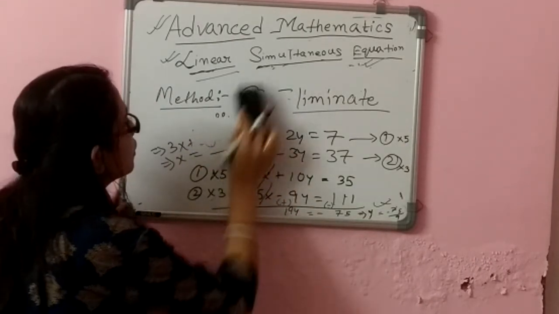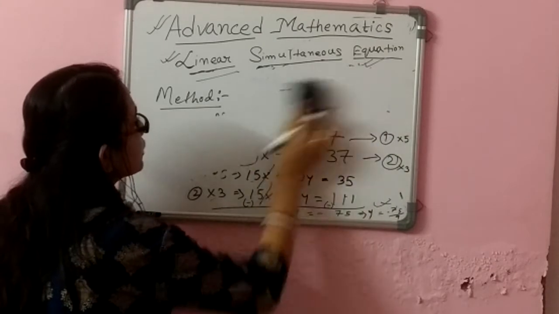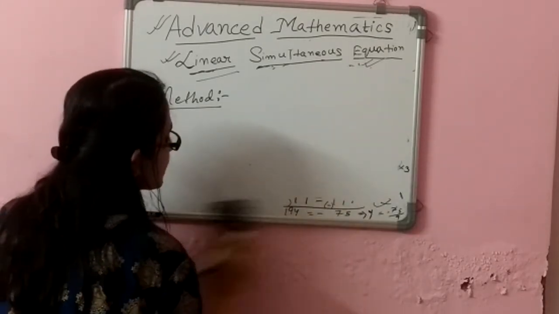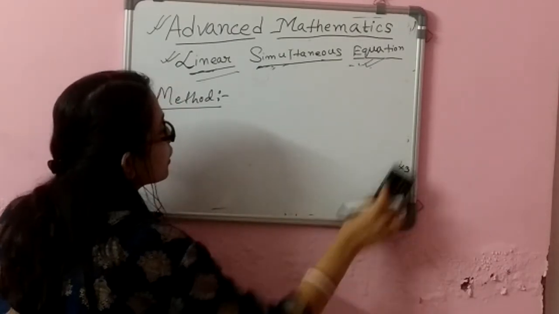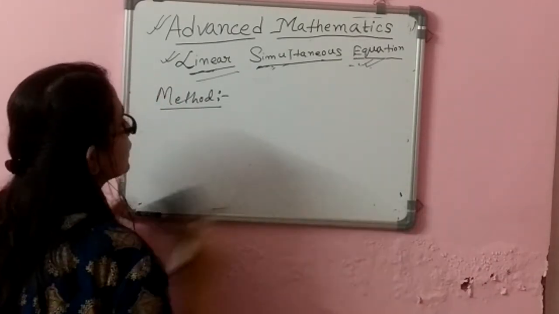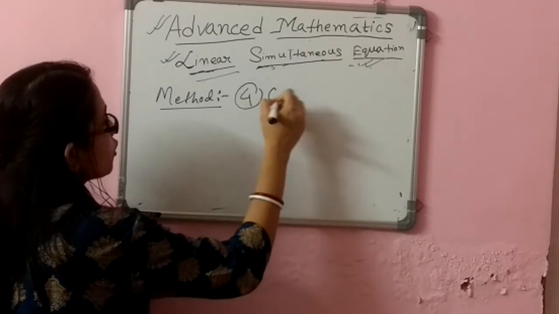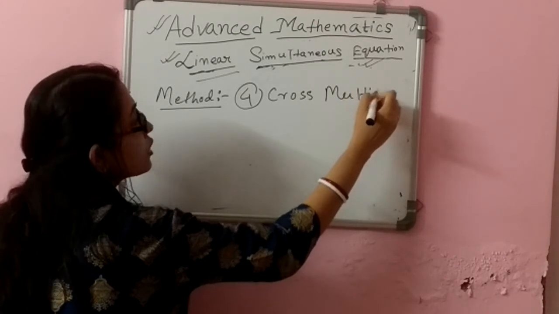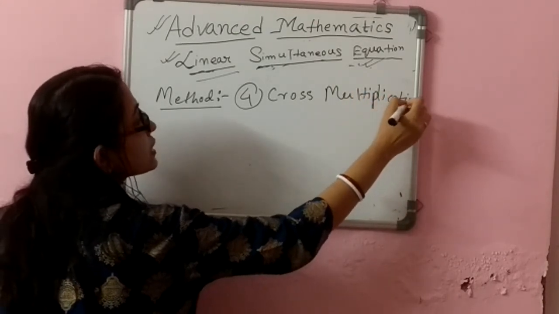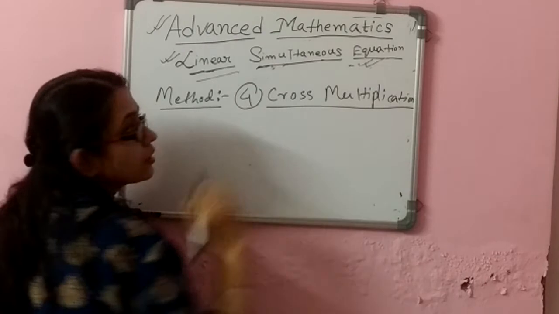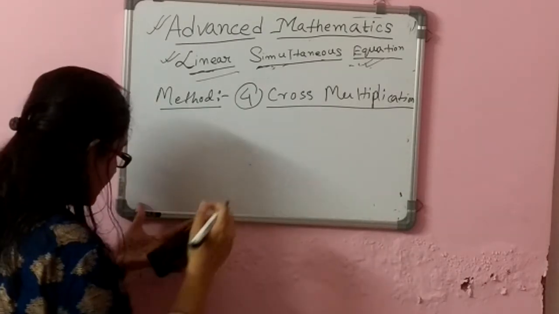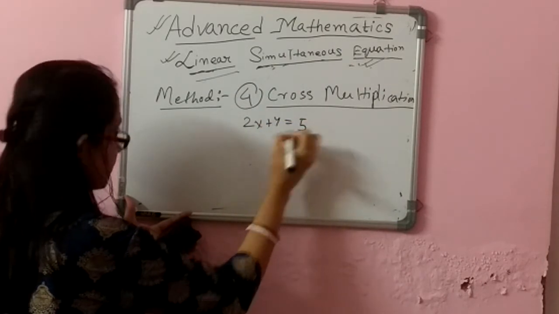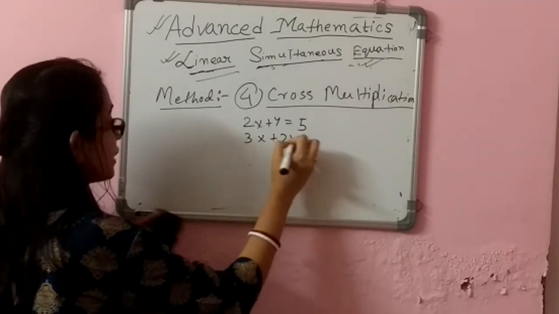Now the last method which I am going to discuss with all of you is, what is the name of the method? The name of the method is cross multiplication. So here also we will cross multiply the variables. Let me take an example. 2x plus y equal to 5, 3x plus 2y equal to 8.